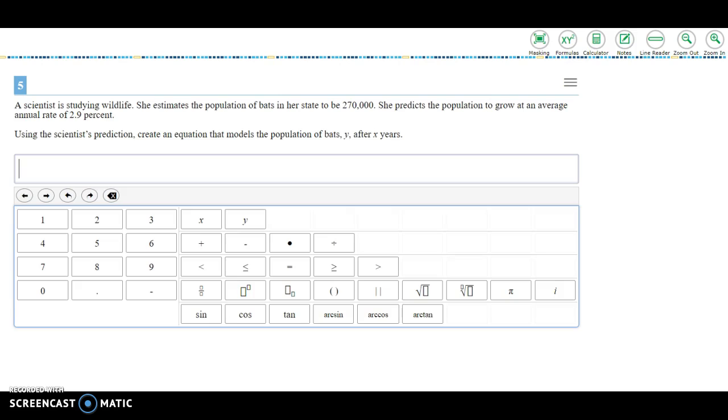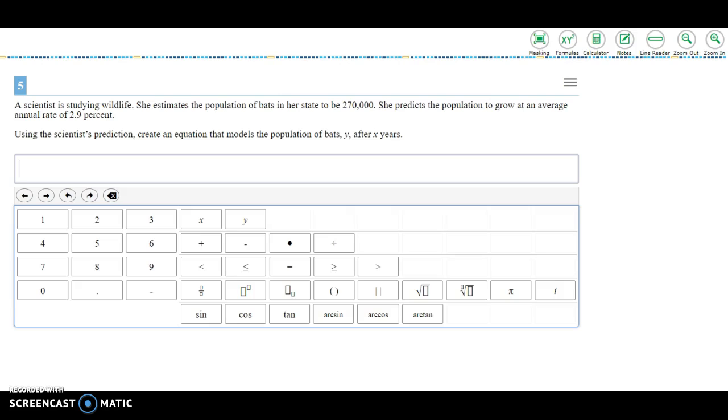Today's video will be nice and short, so you won't have to worry about having to listen too long. We are going to talk about an exponential growth application problem. And I'll read the question now, and then we'll discuss what things to pay attention to.